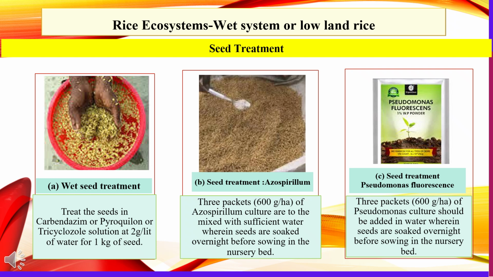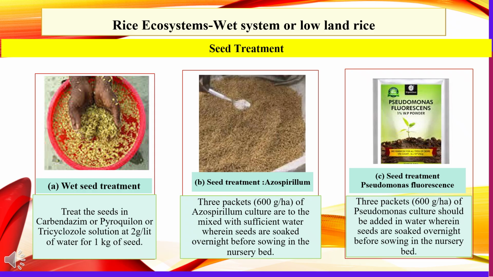Seed treatment for paddy cultivation. Wet seed treatment. Treat the seeds in a solution of carbendazim, pyroquilon, or tricyclazole at a concentration of 2 gram per liter of water for every 1 kilogram of seed. Soak the seeds in this solution for a specified time to protect against fungal diseases and improve germination.